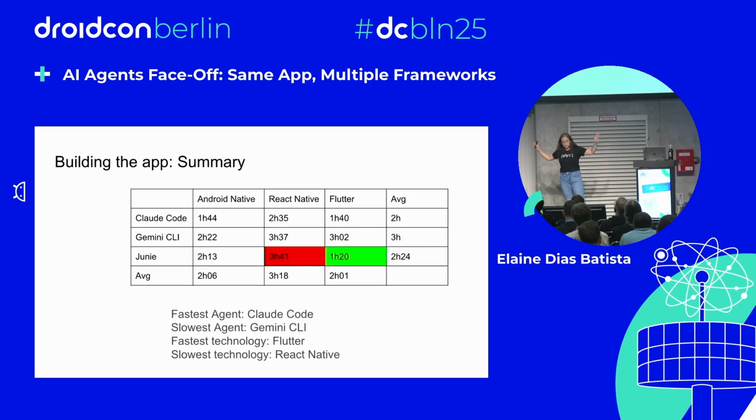OK, so summary. Basically, the fastest app to build was Flutter with Juni, 1 hour 20. Slowest React Native with Juni, almost 4 hours. And I did average for technologies and agents. So basically, the fastest agent was Claude Code with 2 hours on average. Slowest Gemini, the fastest technology Flutter, but Android is almost the same. And the slowest React Native.